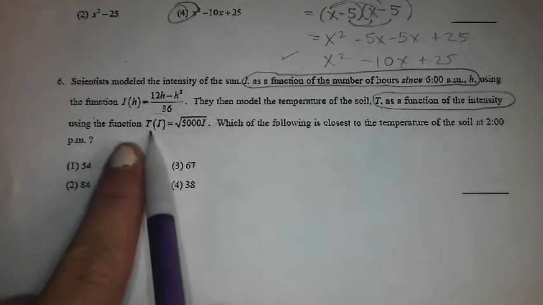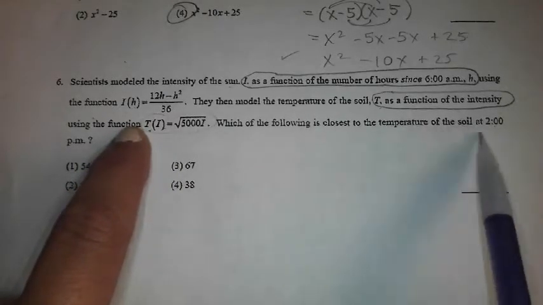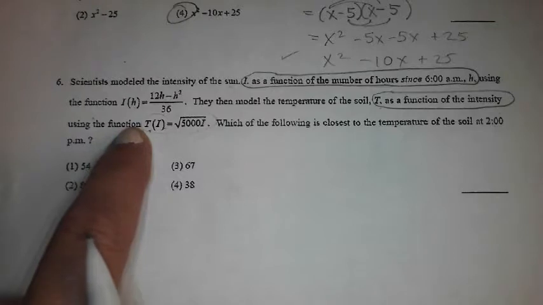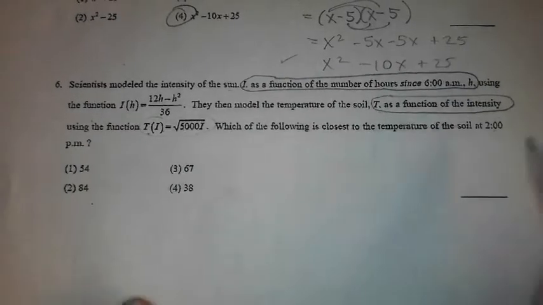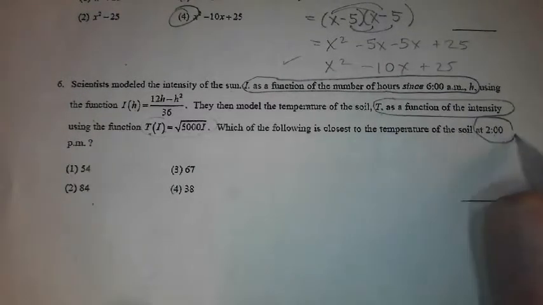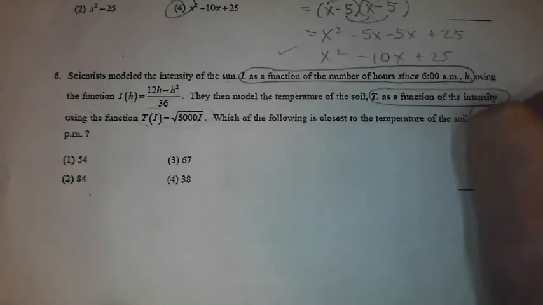Okay, I can't get the temperature of the soil without the intensity. And they didn't give me the intensity. What did they give me? What'd you say, Andrew? Right, but when they say at 2 p.m., they're giving me the hour of the day, right? How many hours after 6 a.m. is that? 8. So H equals 8.